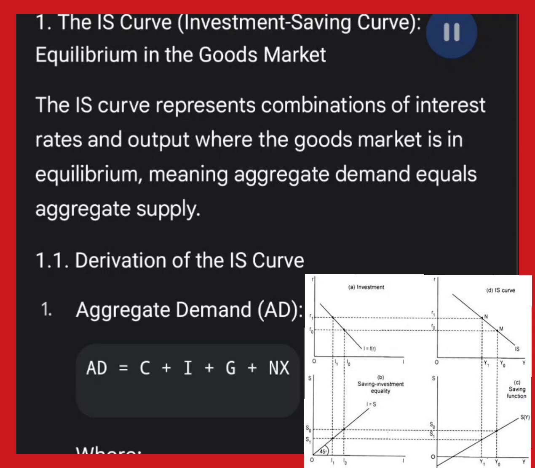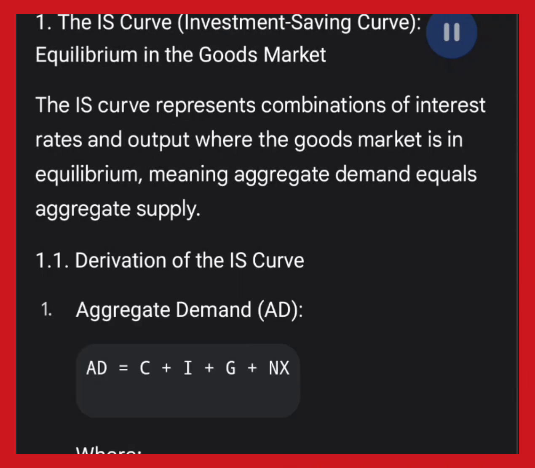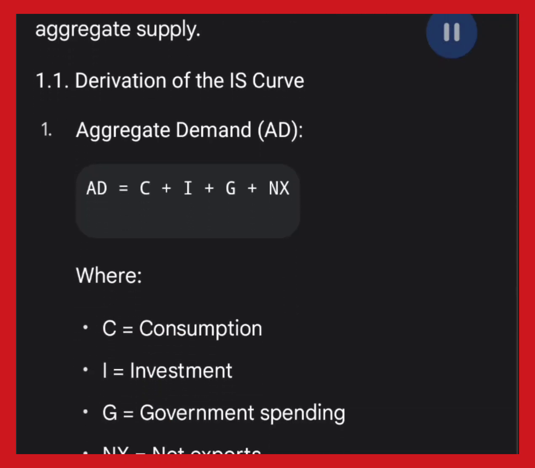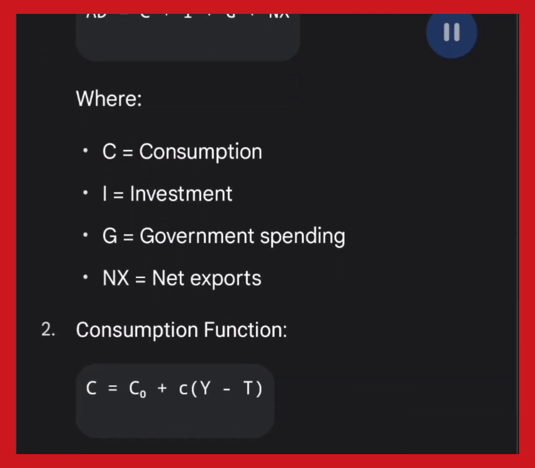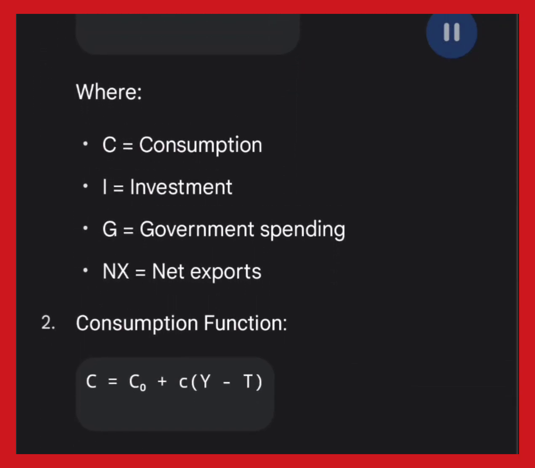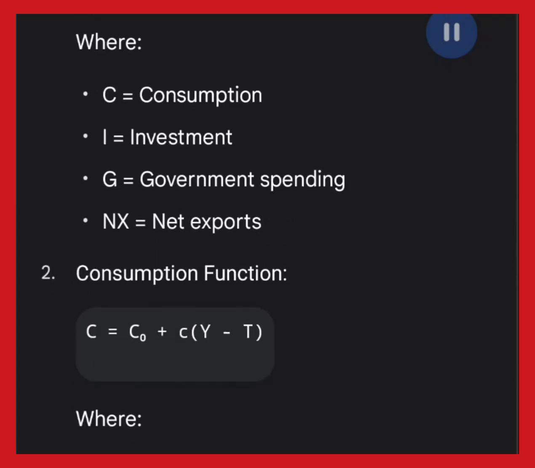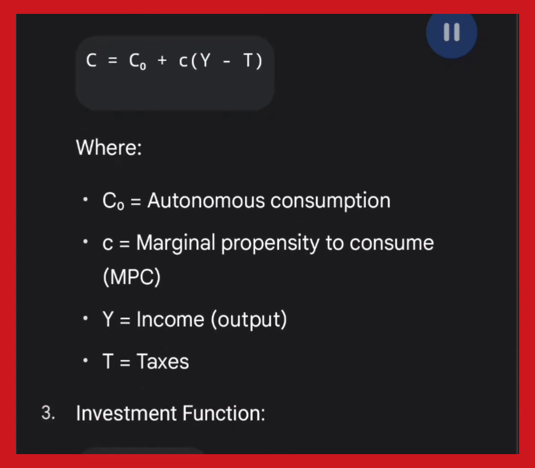1. Aggregate demand, AD. AD equals C plus I plus G plus NX, where C equals consumption, I equals investment, G equals government spending, NX equals net exports. 2. Consumption function. C equals C0 plus c(Y minus T), where C0 equals autonomous consumption, c equals marginal propensity to consume, MPC, Y equals income, output.